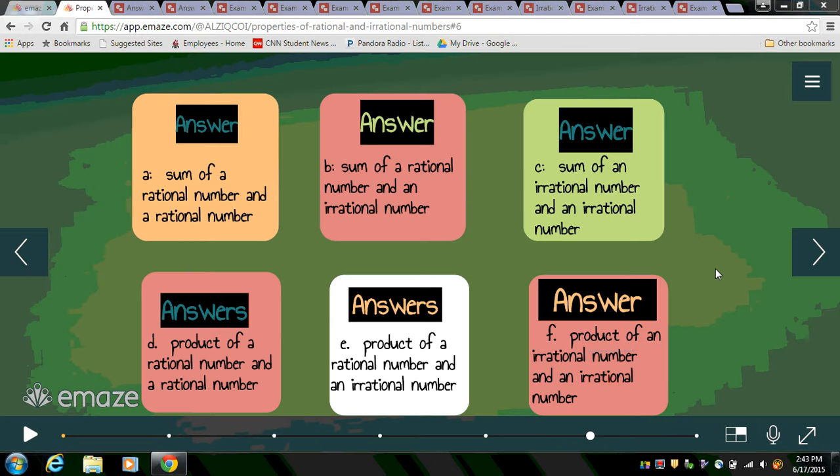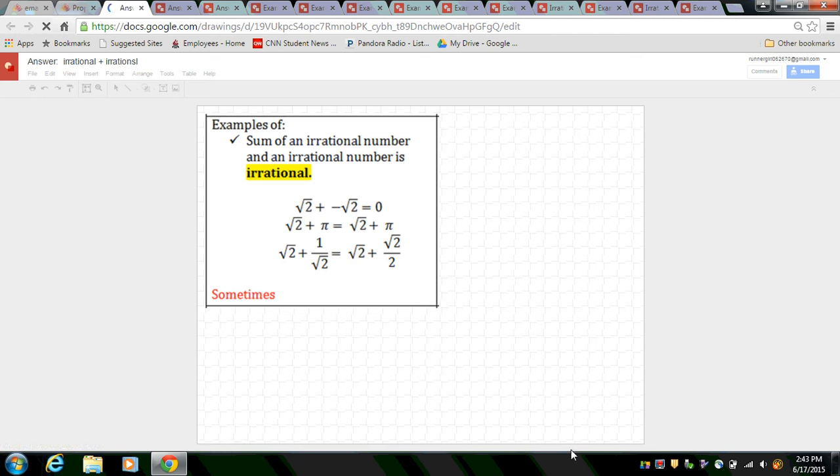If I add an irrational number and another irrational number, is it always irrational? No. The square root of 2 plus pi is the square root of 2 plus pi, and that is irrational. And in most cases, you would get an irrational number. However, the square root of 2 plus negative square root of 2 is 0, and 0 is a rational number. So this is not always true.